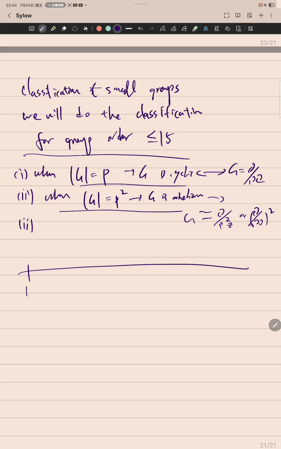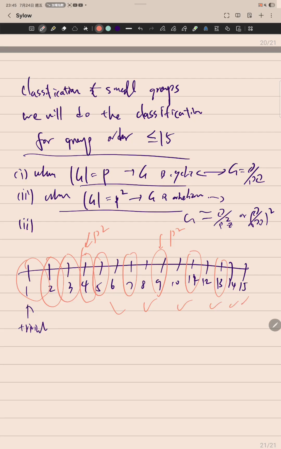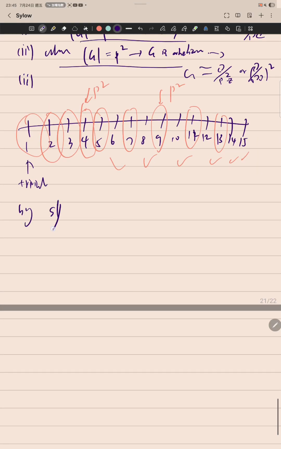Okay. So if we write down the orders, one is trivial. So we have 2, 3, 4, 5, 6, 7, 8, 9, 10, 11, 12, 13, 14, 15, and we already have all the primes. So these are all the prime numbers, and then we have this prime square, p squared. So the remaining are these numbers. Okay. So by Sylow's theorem.